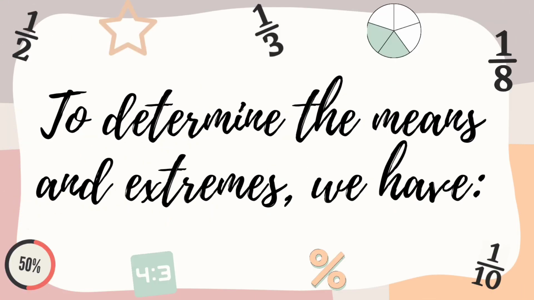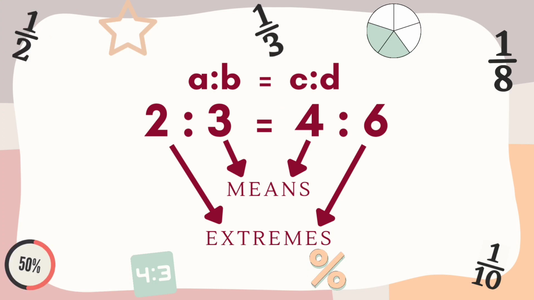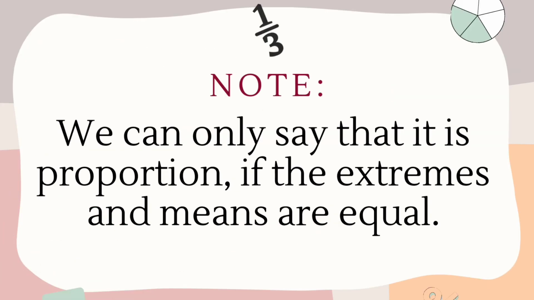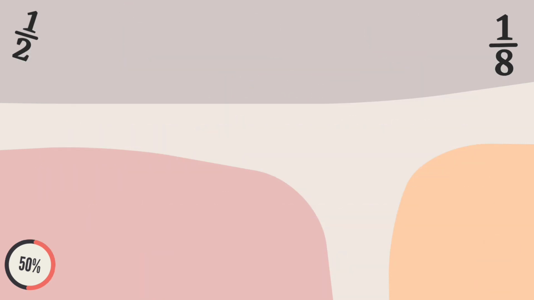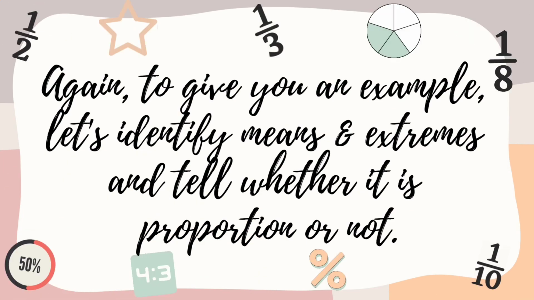To determine the means and extremes, we have 2 to 3 is equal to 4 to 6. 3 and 4 are means and 2 and 6 are extremes. We can only say that it is a proportion if the products of the extremes and means are equal. Again, to give you an example, let's identify means and extremes and tell whether it is a proportion or not.